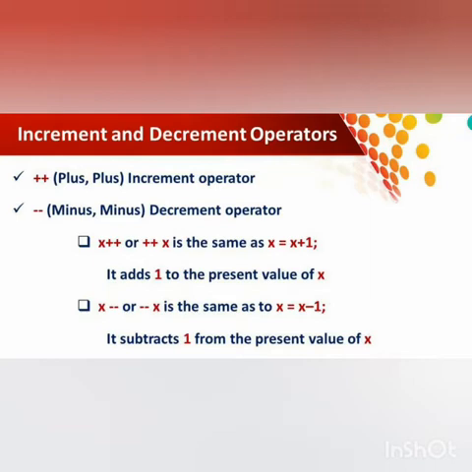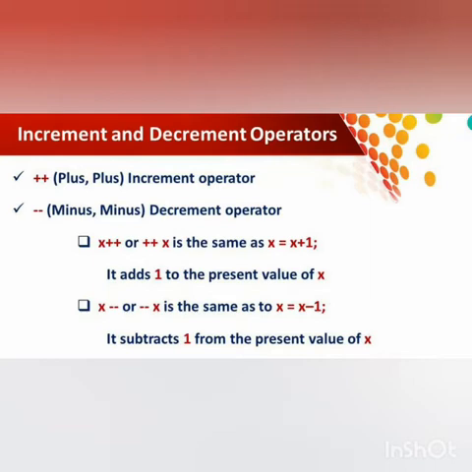Which is the operand here? x. So when I give x plus plus, what will happen? It just adds 1 to the present value of x. So x plus plus is similar to x is equal to x plus 1. Already the value of x is 10. Then when I give x plus plus, it just adds 1 to the present value of x. So at present the value of x is 11. Similarly, the decrement operator, x minus minus.